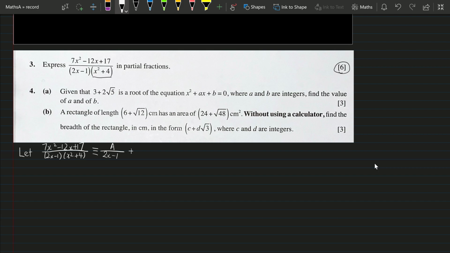And because you know this other factor is a quadratic non-factorizable factor, x squared plus 4 can't be factorized into anything simpler. If it were x squared minus 4, you could break it up into 2 further linear factors, but because it's just x squared plus 4, it must remain as x squared plus 4, which means on top you have bx plus c. Okay, so then your next step, multiply throughout by 2x minus 1 multiplied by x squared plus 4.